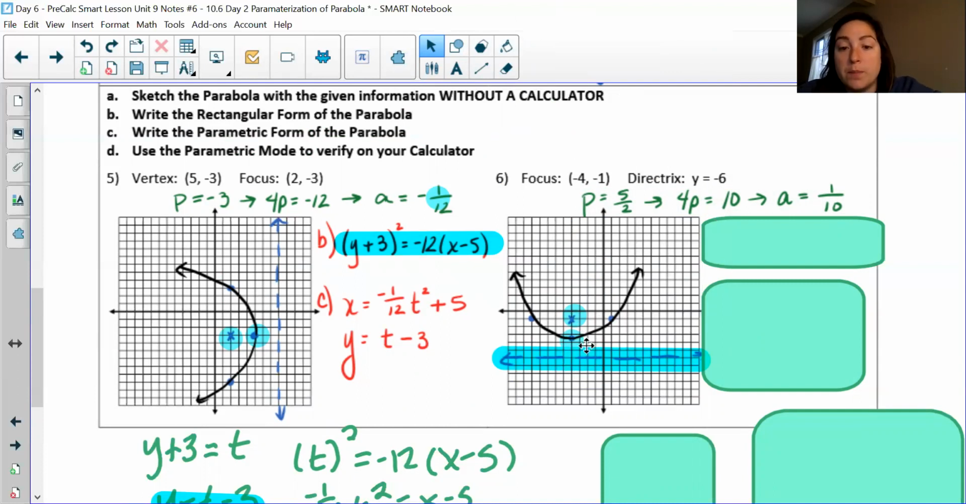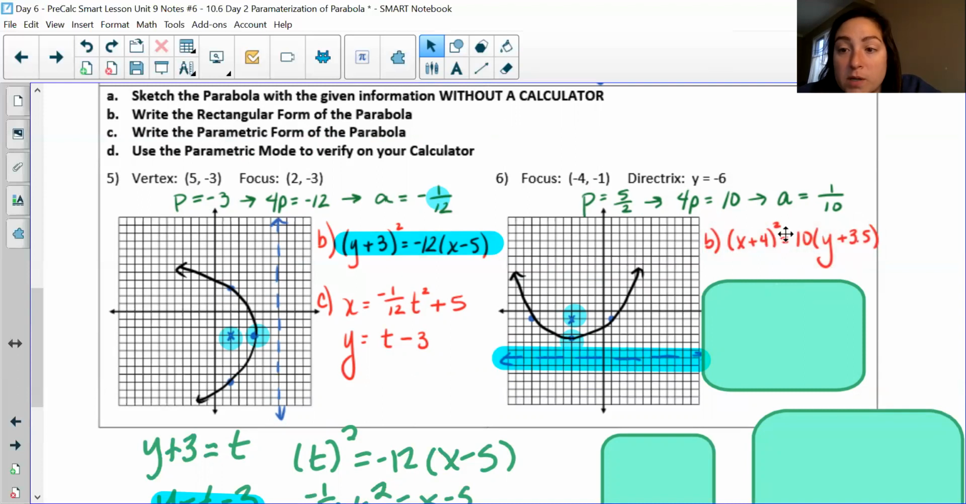So we go ahead and put this into our rectangular form, and we know that x is going to be squared because it's opening up, with a positive 4p value because it's opening up. So we end up getting x plus 4 squared equals 10 times the quantity y plus 3.5, because again, our vertex was at -4, -3.5. And again, I got -3.5 because it's exactly in between -1 and -6.